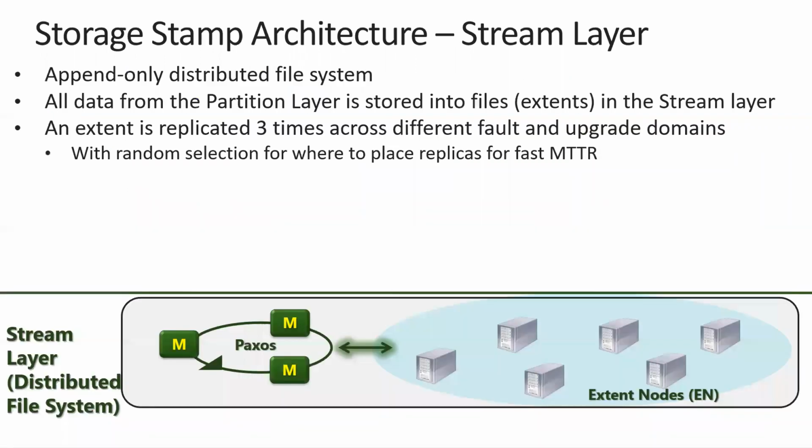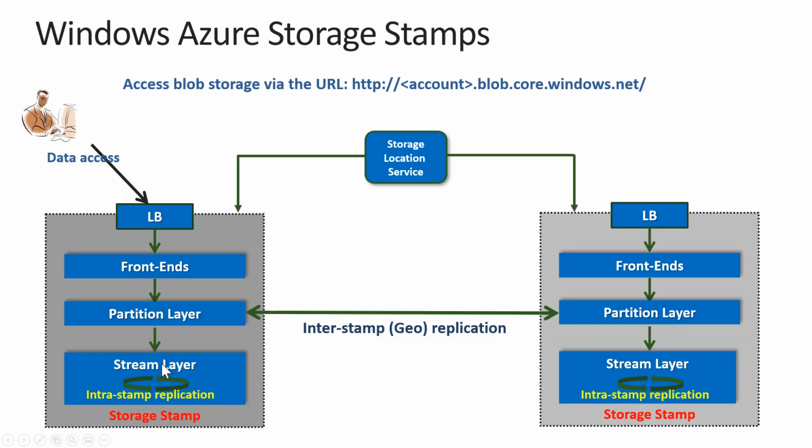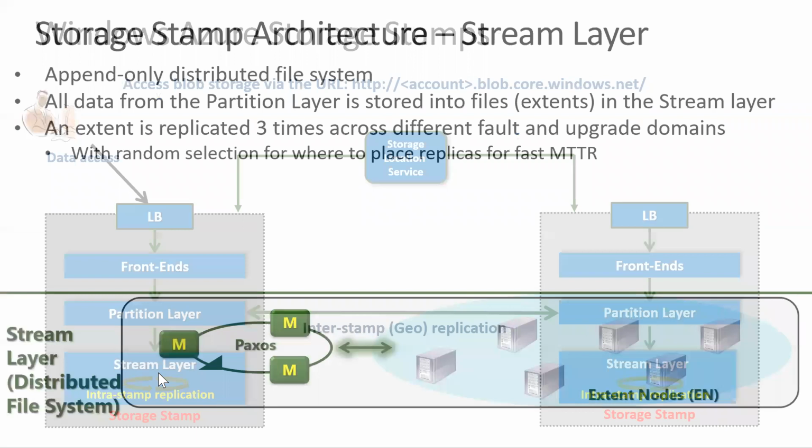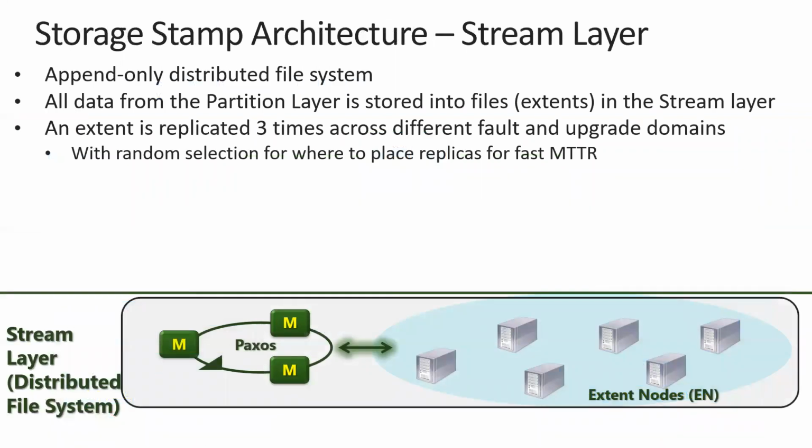So we discussed these 3 layers, right? This is the lowermost layer, then a layer above it, and then the layer above it. Now we will go one level deeper. We will start from the stream layer and see the stream layer architecture. The stream layer is where these bytes of data are actually stored, right?